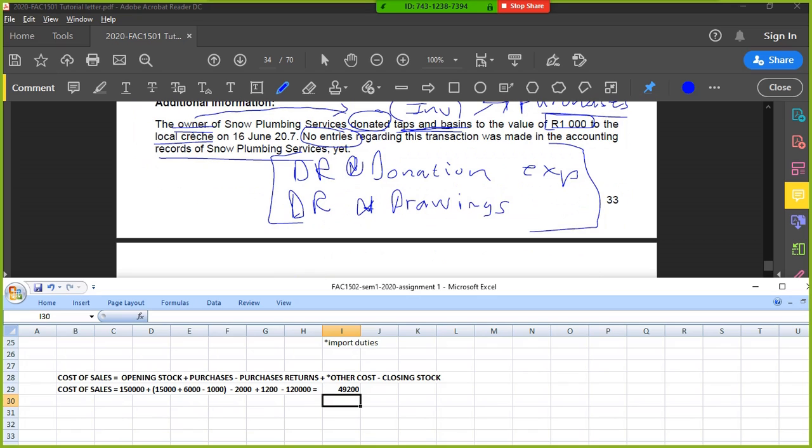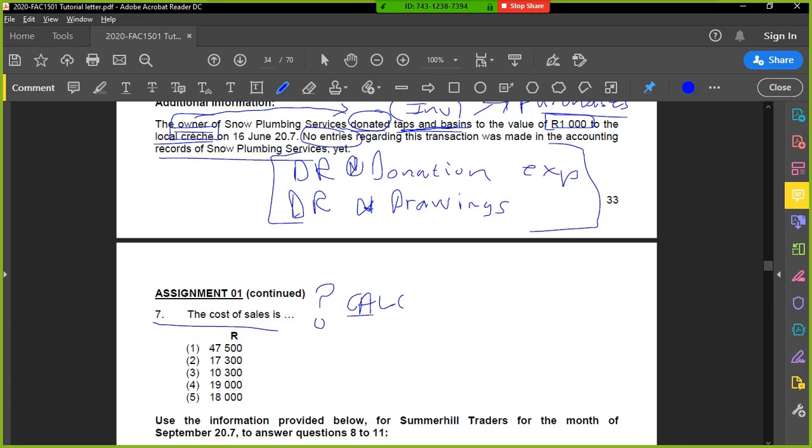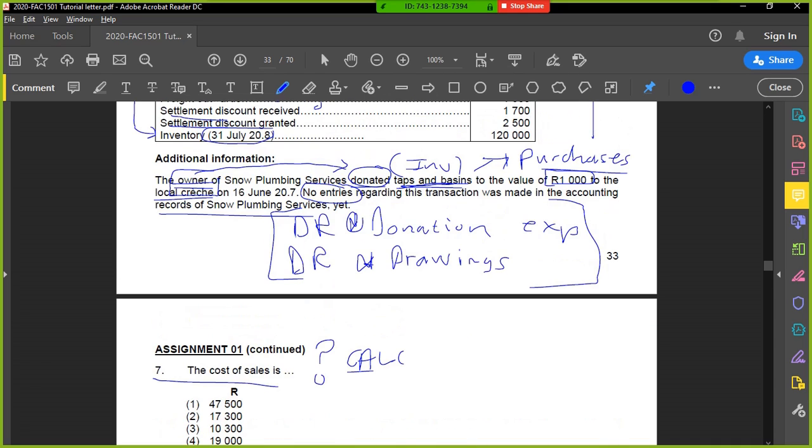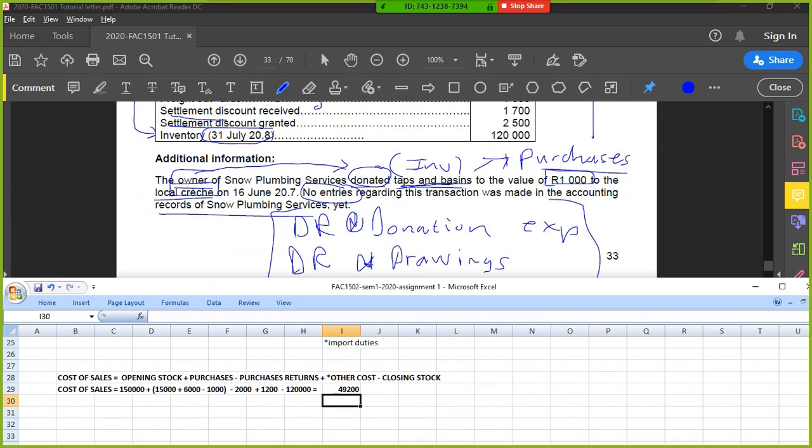Okay, so if the owner contributed the basins and taps, here's a consideration. Let me write it down on our notes. The owner contributed taps and basins to the creche. Question mark here. Was this a personal transaction? Personal means the owner did this from his own private goodwill, not from the business.